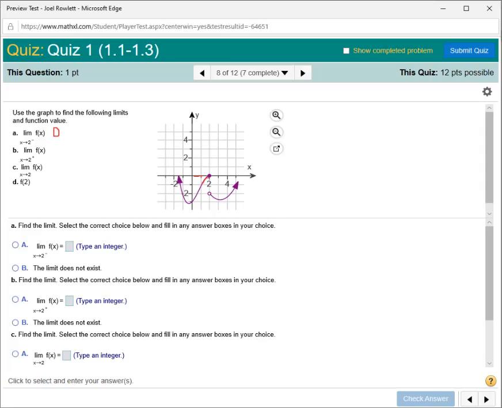Part B says, what is the limit as x approaches 2 from the right? Well, if you get closer to 2 coming in from the right, the closer you get to 2, notice that the corresponding graph is rising and it's approaching the y value negative 2. So that takes care of part B. Now notice that the limit as we approach 2 from the left is different than the limit when we approach 2 from the right. So the limit in general does not exist.